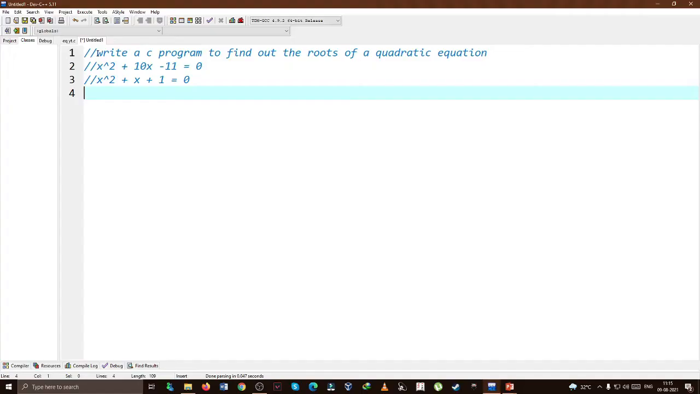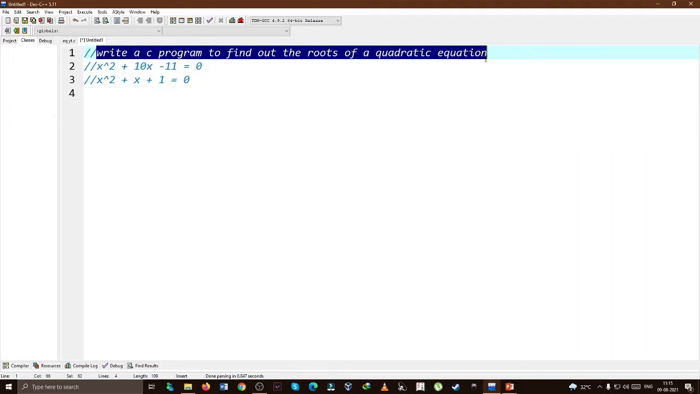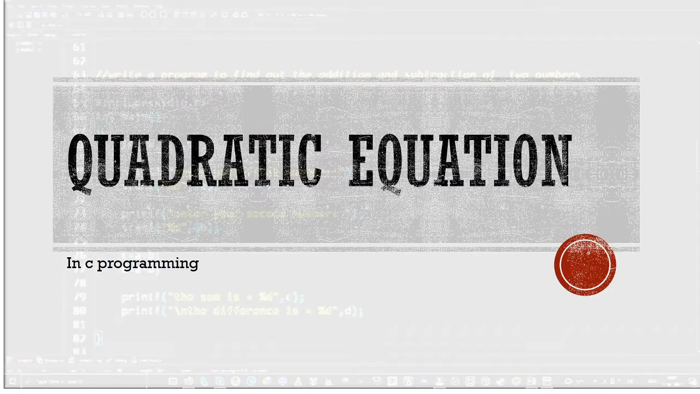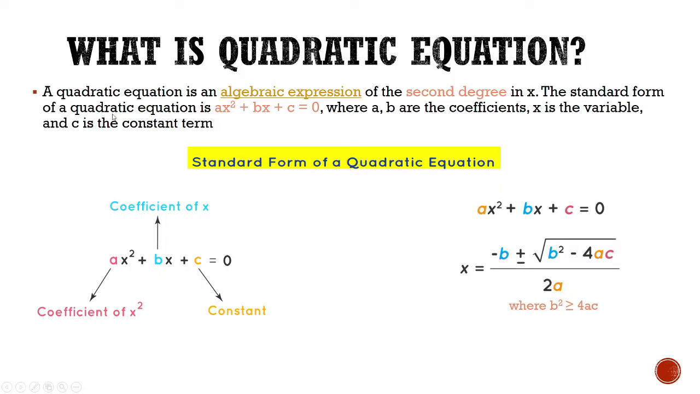So in this video we will learn how to find out a quadratic equation roots using C programming. Before going to the programming, we will first understand what a quadratic equation is. Basically, a quadratic equation is an algebraic expression of the second degree in x. The standard form of the equation is ax^2 + bx + c = 0, where a and b are coefficients of the x variables and c is the constant.